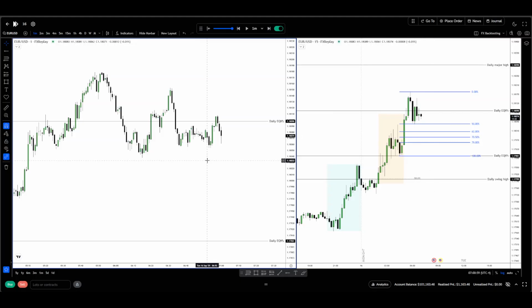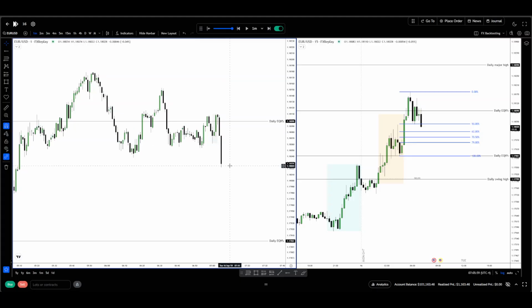So I'd like to see now price trade into the 50% of this range. It's not a dealing range, in my opinion. Or maybe, yeah, maybe it is, because this low took out this swing low. So yeah, this is a dealing range. Took out the buy side, took out the sell side right there. So let's see what will happen.